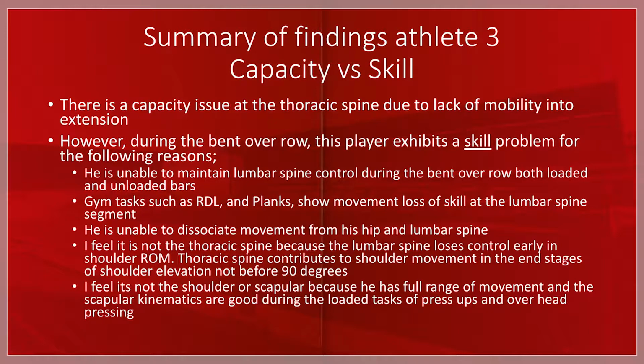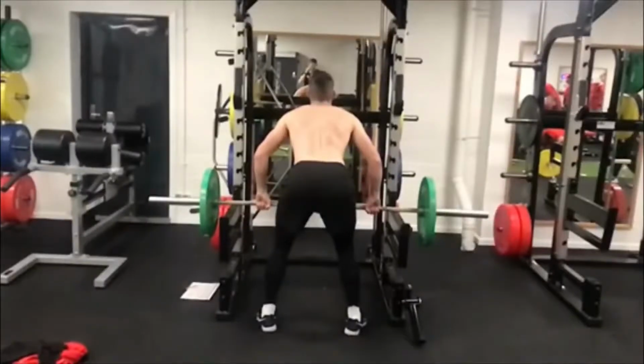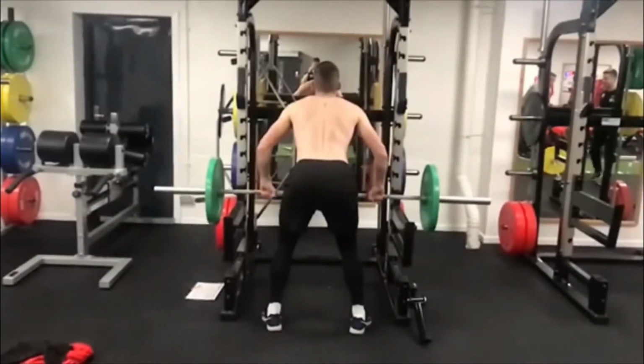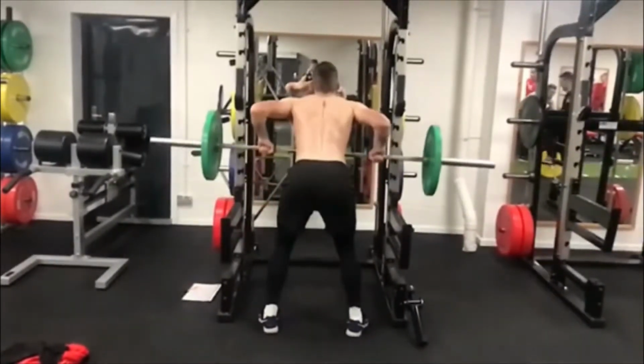Summary of findings for Athlete 3, capacity versus skill. As mentioned at the start, there is a crossover between capacity and skill. There are some capacity issues here with the thoracic spine mobility. However, I believe the main issue with not being able to complete the bent over rowing task is more of a skill task issue, not a capacity issue. This is because he's unable to maintain his lumbar spine control during the bent over row during both loaded and unloaded tasks.